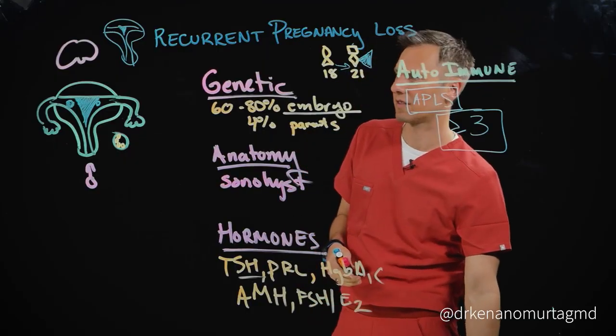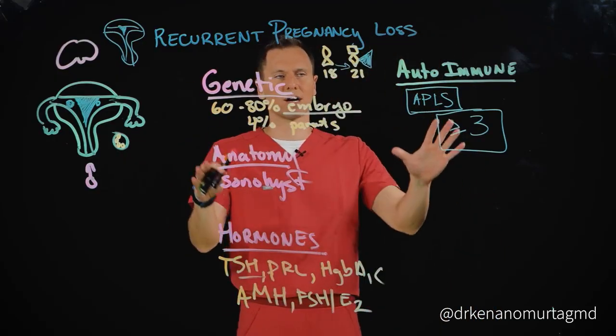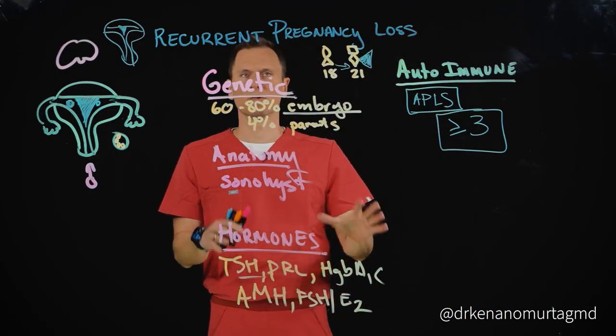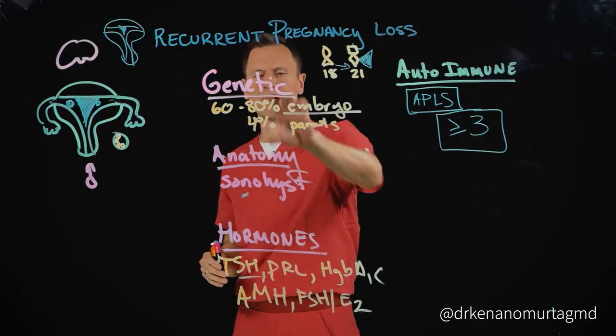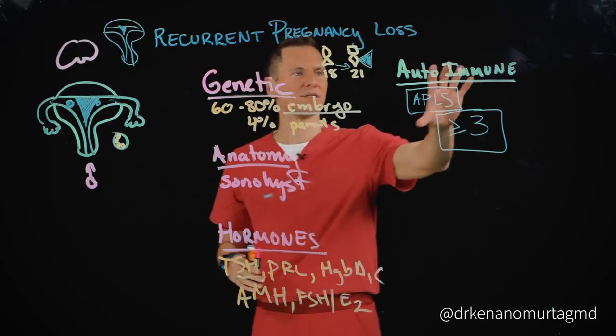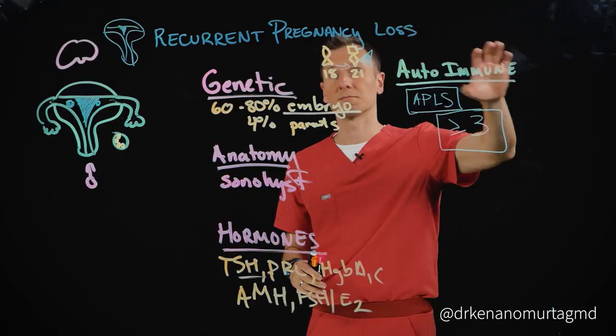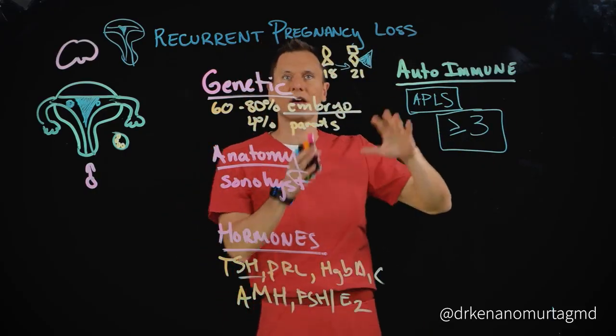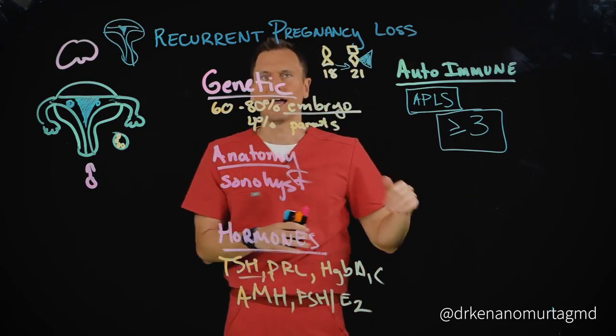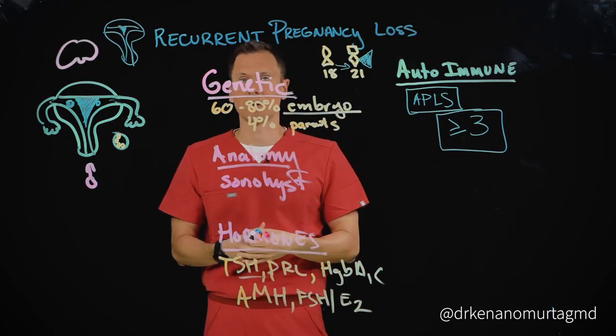So this is the basic approach to the workup in patients with recurrent pregnancy loss. It starts with genetics, we look at anatomy, we look at hormones, and then we look at autoimmune disease. And in the next video, I'll talk about the next phase of the workup and some of the more controversial areas of the workup.